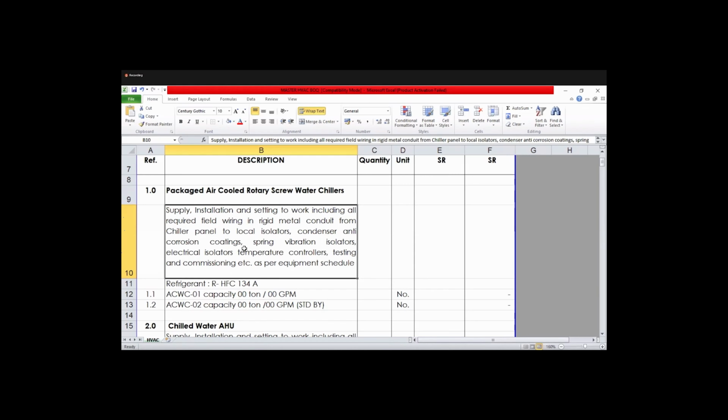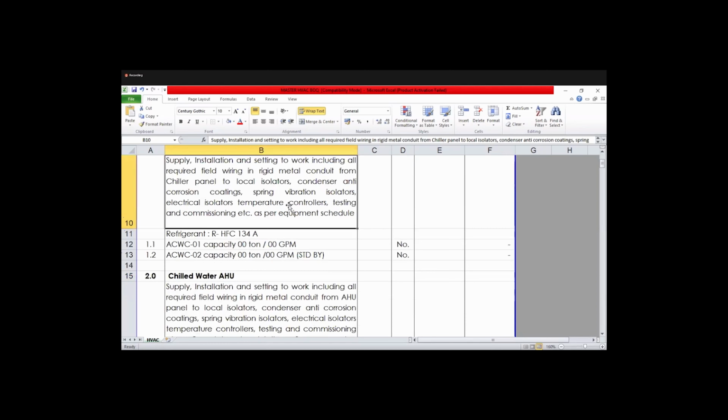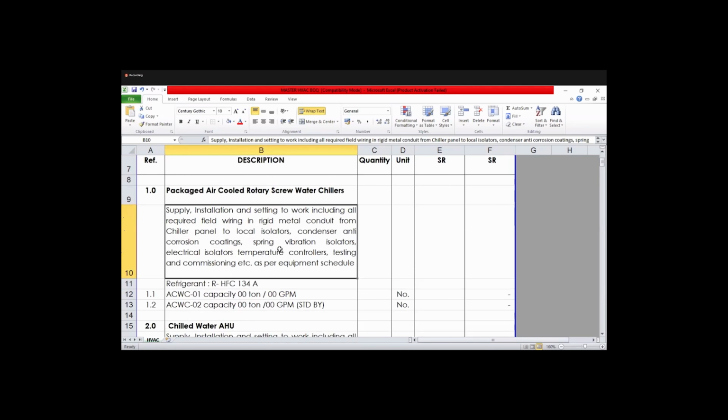So the condenser should have anti-corrosion coating. So while procurement, we have to take care of this. The spring vibration isolator, as we have seen in our yesterday class, we have discussed about the isolator. So as per the loads of the chiller, we have to purchase the isolator from vendors. So proper isolation should be provided. Electric isolator, temperature controller: the temperature controller should be installed on the chiller, and the testing and commissioning part also.